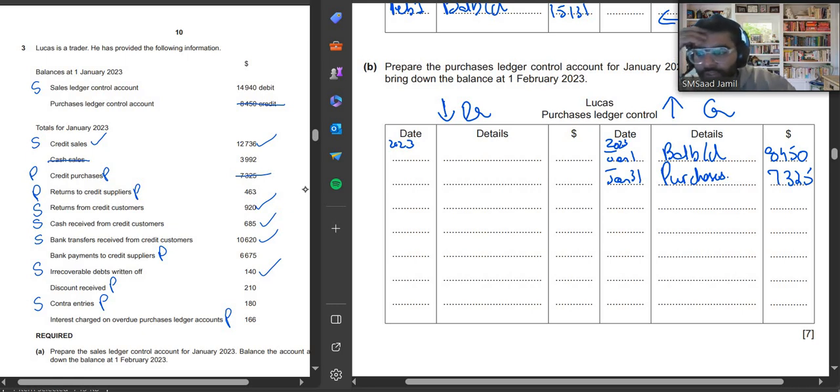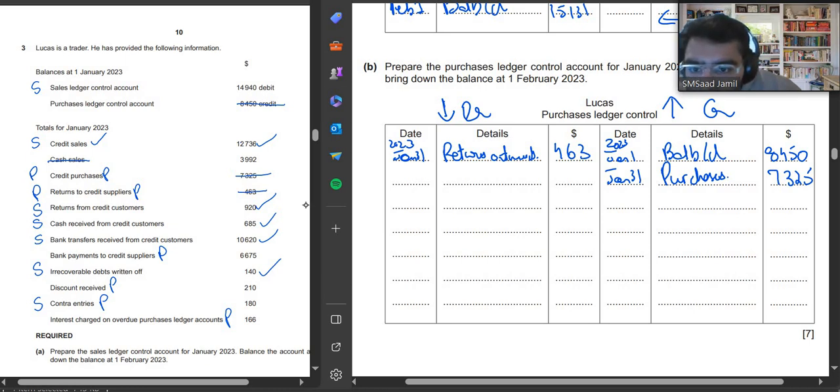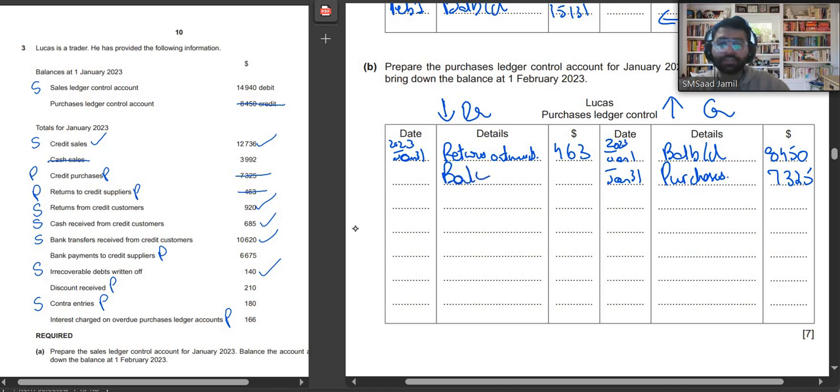After that, what figure do we have? It says returns to credit suppliers. We returned the goods to them, saying these are not good for us, there's an issue. So they have to give us money now. If they have to give us money, our liabilities are decreasing. So again, Jan 31st, returns outwards. How much? 463. Then it says bank payment. We are paying them money. Our liability is decreasing, so debit. By how much?